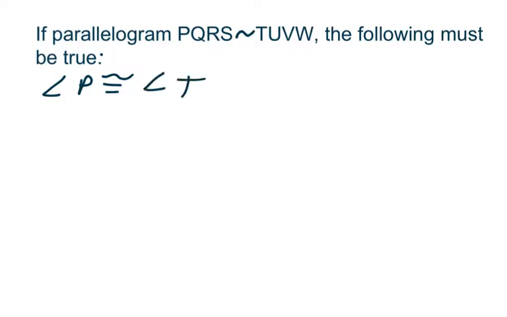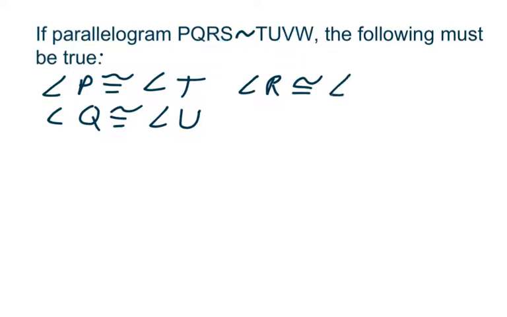And what else do I know? Angle Q must be congruent to... which one corresponds to angle Q? That's the second letter. What's my second letter over here? The U. So I'd say angle U. Let's keep going with that. Angle R must be congruent to, that's my third letter, so my third letter here is V, so angle V. And then angle S and angle W are both my fourth letters, so they must be congruent.